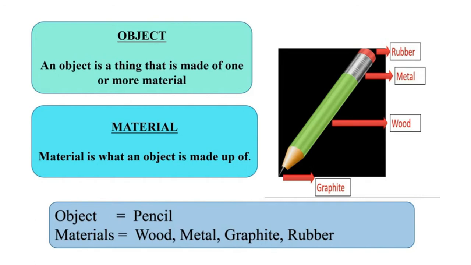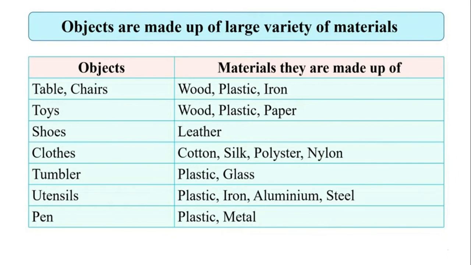As you can see in the example of a pencil. A pencil is made using 3 or 4 materials. And what are those materials? Rubber, metal, wood, graphite. And these are the materials that have been used to make what? To make the pencil. So pencil is the object and the materials that have been used to make that object are materials.